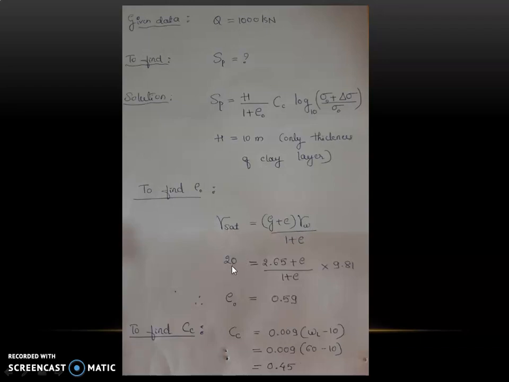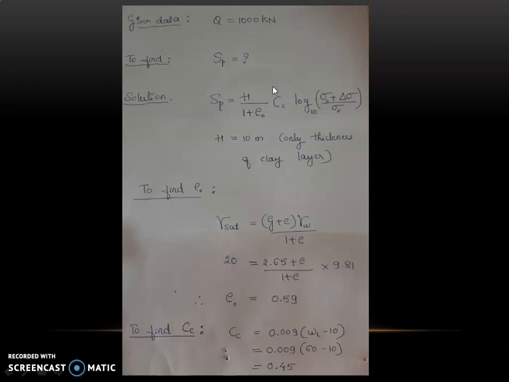The value of gamma saturated is 20, G is 2.65. We need to find out e. Unit weight of water, that is gamma W, equal to 9.81 kilonewton per cubic meter, divided by 1 plus e. So here the unknown value is e, hence we get e naught equal to 0.59. So we have found out the value of e naught, that is the void ratio.